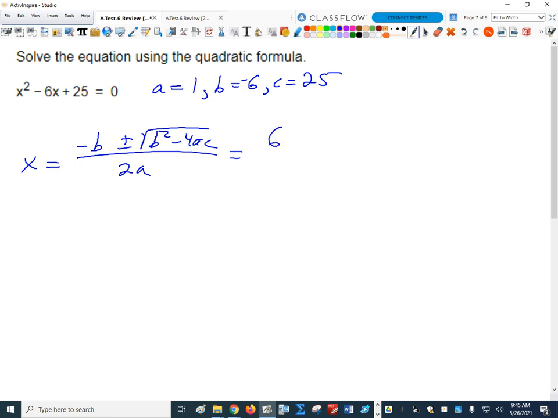6. Good. Plus or minus the square root of 36. Good. And we get that from negative 6 squared, but we don't want to square a negative. We always just square the positive, right? We're going to ignore that negative.